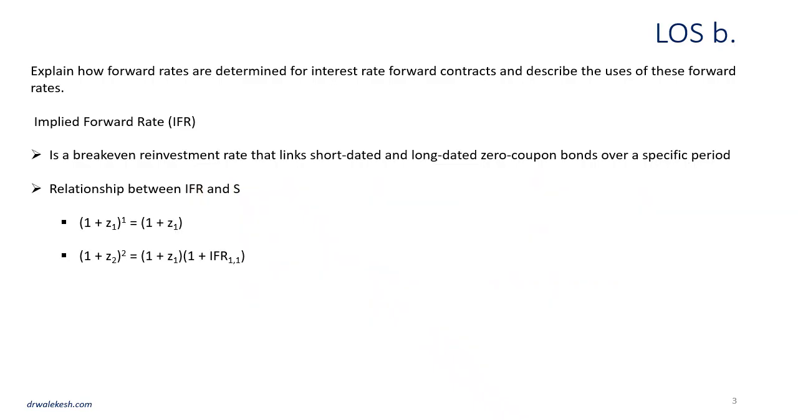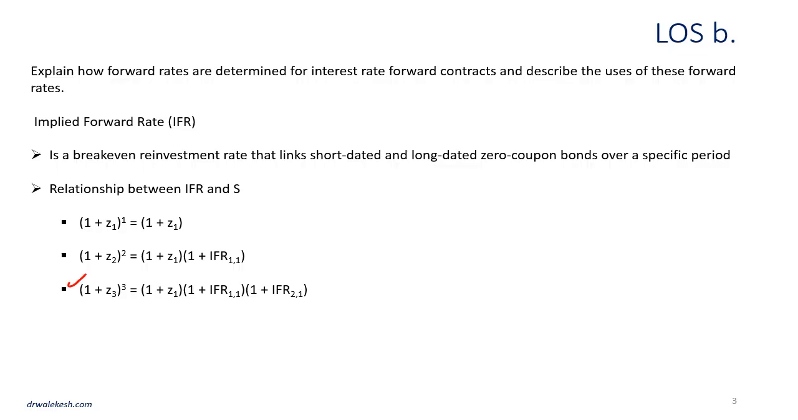So I'm sure we should agree with this. 1 plus Z2 raised to power 2 should be equal to 1 plus Z1 times 1 plus the implied forward rate in 1 year's time from now for 1 year. Just a quick way to know that you are right on the exam day, you need to ask yourself, how many pairs of brackets do I have here? We have 2 pairs on the right side. Then technically speaking, we also have 2 pairs on the left side. This is 1 pair, but it is now raised to power 2.